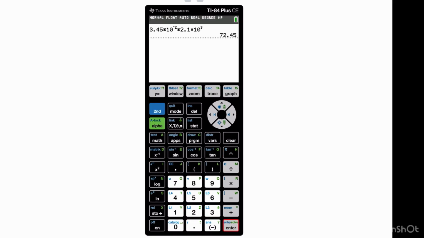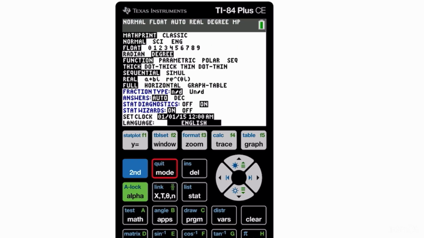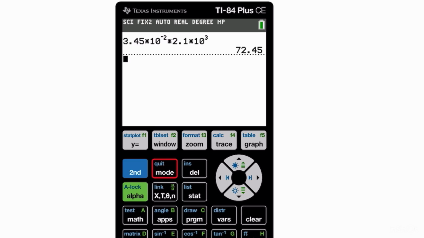So the calculator gives us an answer of 72.45. You can ask the calculator to give this to you in scientific notation and to 3 significant figures, meaning basically that you're going to have 2 decimal places. If I go to mode, I can change this from normal mode to scientific mode, and then from float, which means to include all the decimal values that possibly fit on the screen, and I can change that to 2 decimal places. So once I do that, I go second mode to quit.